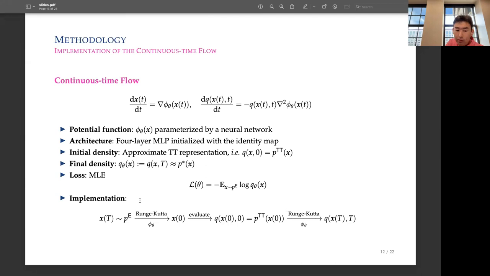For the implementation, we sample from the empirical distribution and set it to be X_T, and use Runge-Kutta and our potential function to push it to X_0. Then we evaluate using this tensor-train representation, and again use Runge-Kutta to evaluate its value at capital time T, and do the backpropagation on this Q theta. So, any questions for this slide?